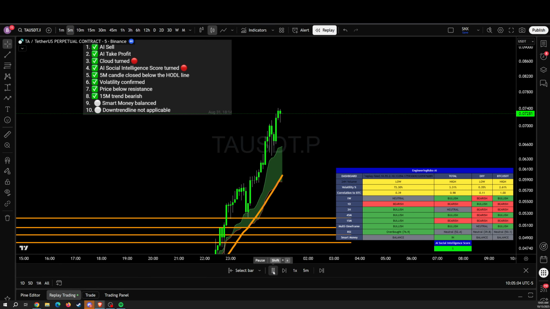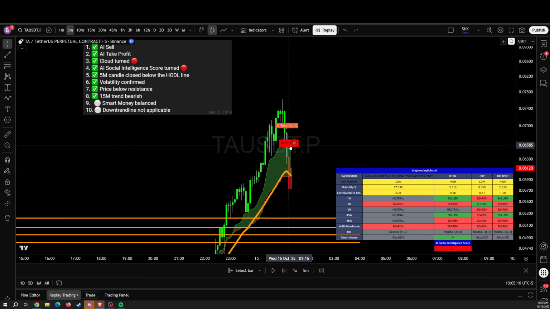Okay, when we get the 2 first signals, we're going to look at it. Okay, so we've got 2 signals. We don't have a 5-minute candle below the hodl line yet. We got a red, we got balance. 15 minutes, not bearish. So what do we have? 1, 2, 3, 4. Okay, so we only have 4 so far. Let's step forward one more time.